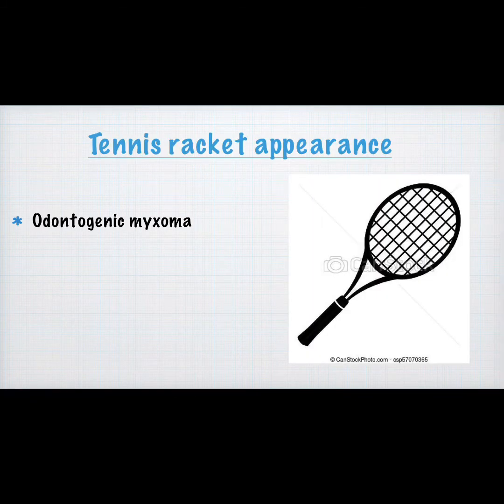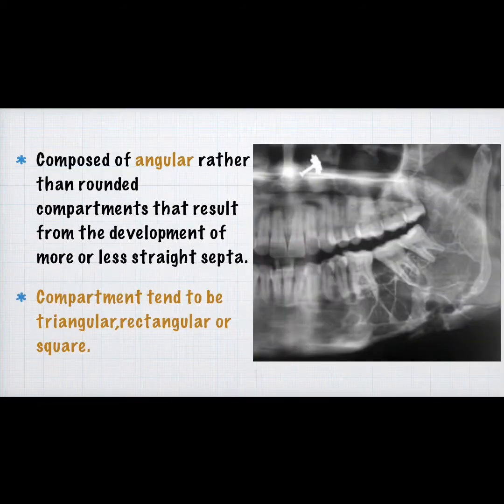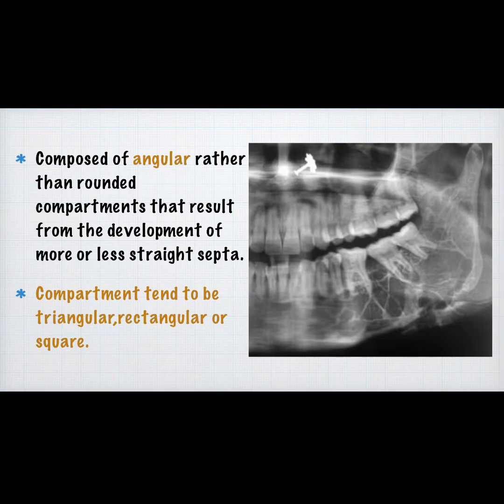Now comes tennis racket appearance, which is seen in odontogenic myxoma. This kind of lesion will show compartments which are a bit angular in shape rather than rounded. Soap bubble appearance, honeycomb appearance, or tennis racket appearance, they all have compartments, but the difference is in their size and shape of the compartment.